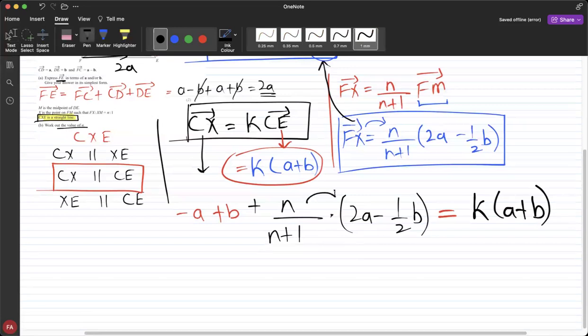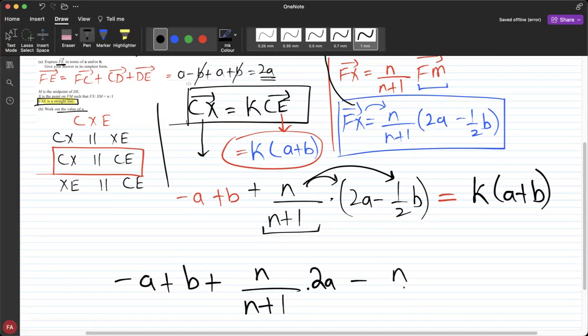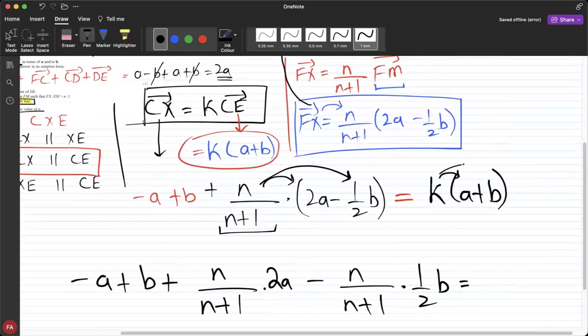Now let's try to expand it. If I did, that's going to give me minus (a plus b plus n over n plus 1) dot 2a. I multiply this thing with 2a, and similarly, I multiply this with minus 1 over 2b as well. And if I did, that's going to give me minus n over n plus 1, and then we have 1 over 2b equals to, let's expand this as well.